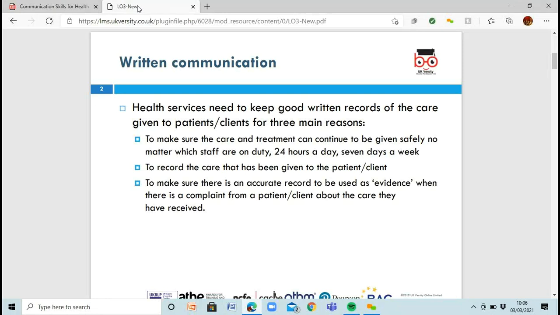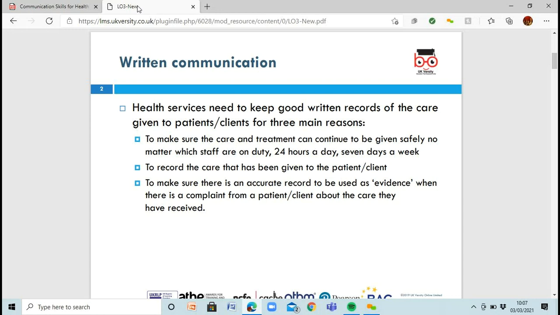On the first couple of slides, we're just going to talk about communication in general, and then look at written communication. Within healthcare, written communication is very important. There are 3 main reasons for this. The first is to make sure that you're getting the care and treatment and there's a continuity of the treatment being given, no matter who's looking after a patient across 24-hour days.